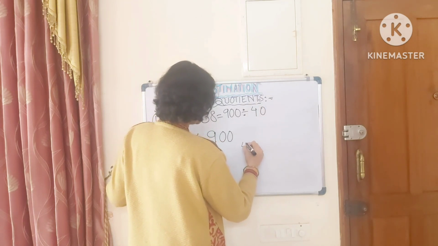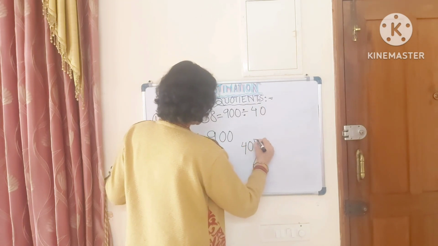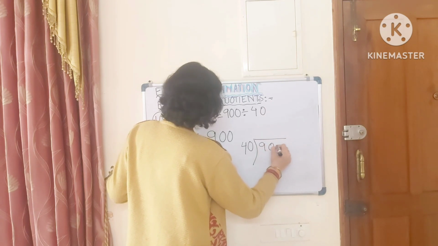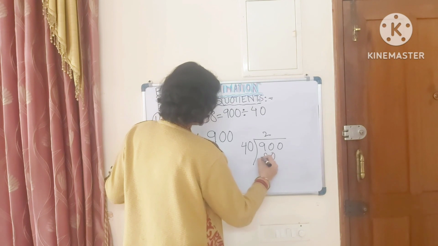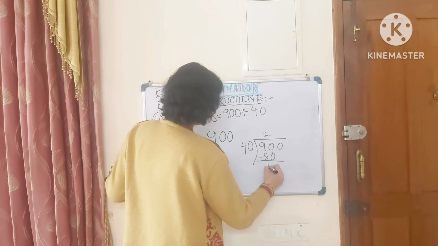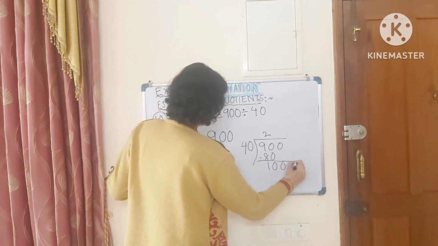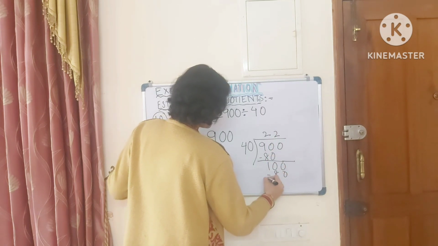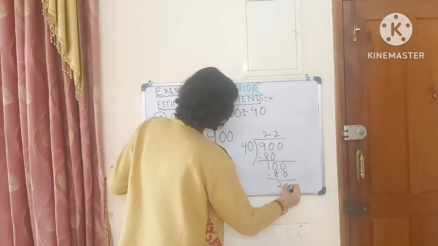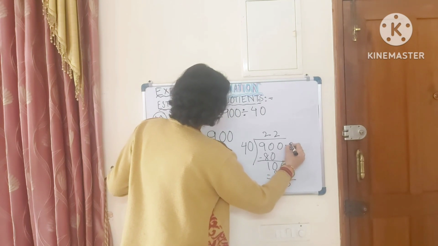So now I have to do 900 divided by 40. 40 twos are 80. So I need to subtract, 100. Again 40 twos are 80. Same thing as before. Again here a decimal, 0.